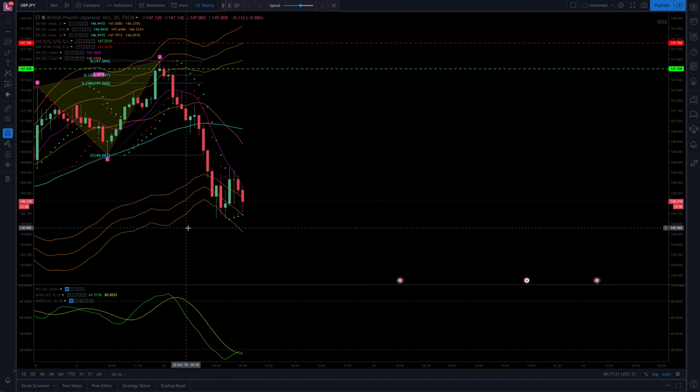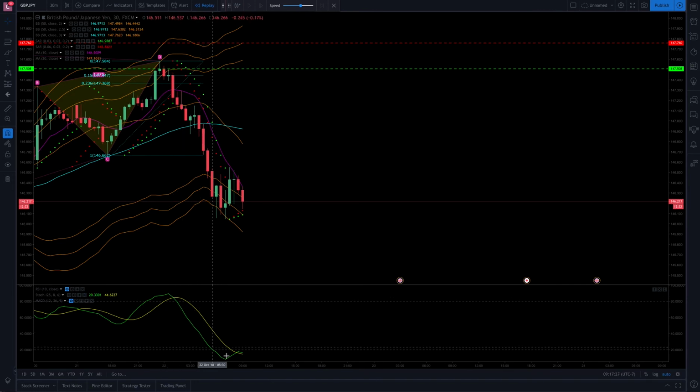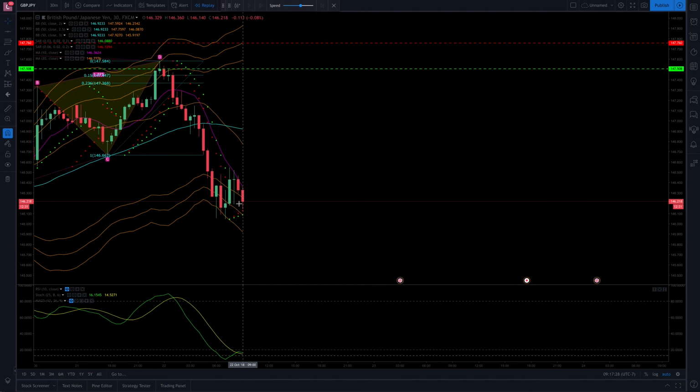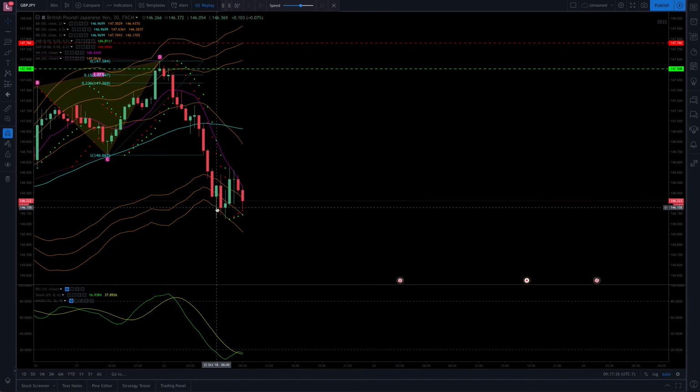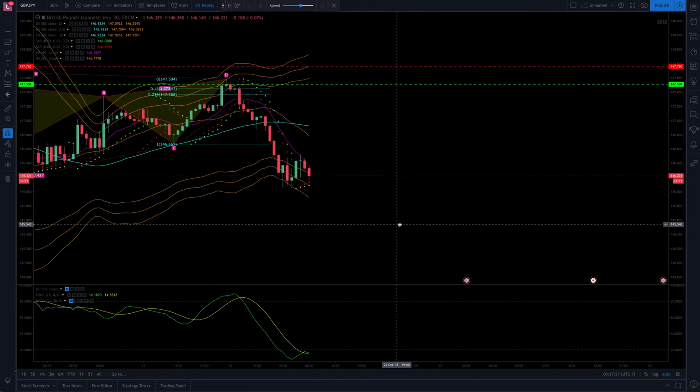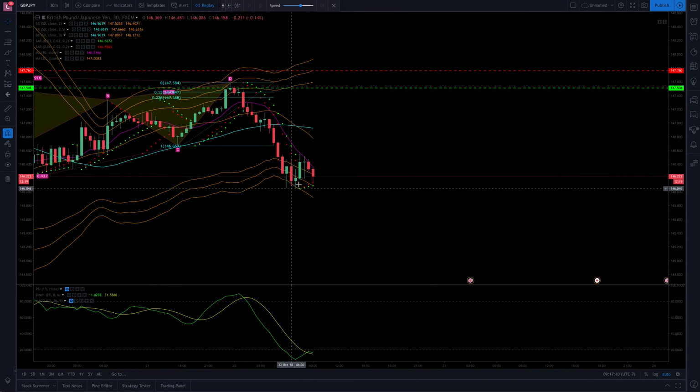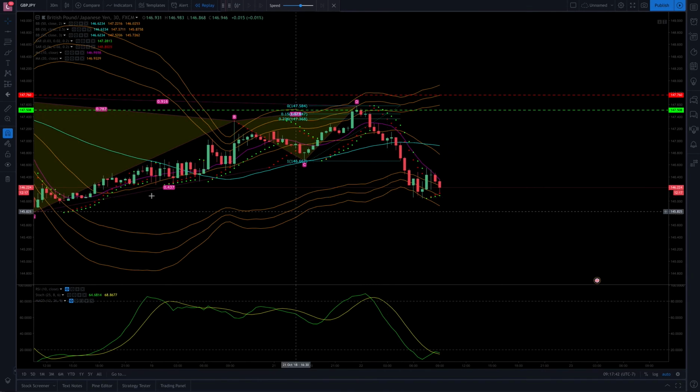We talked about the Stochastic Crossover. Here it is right here. The green dropped under the yellow, and we've been dropping. Now the green just crossed back over the yellow, and we've been in this buy. Also, we're in the Bollinger Bands, 1, 2, 3, right? So you could have bought this, sold this down, and got in position for a buy.